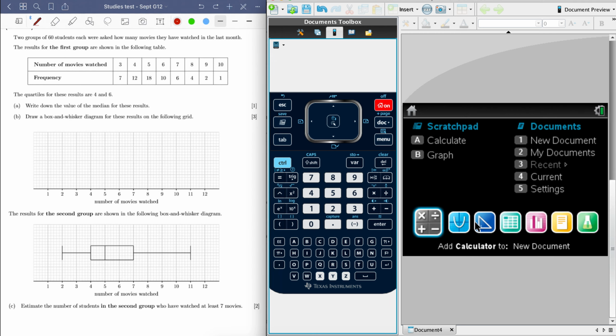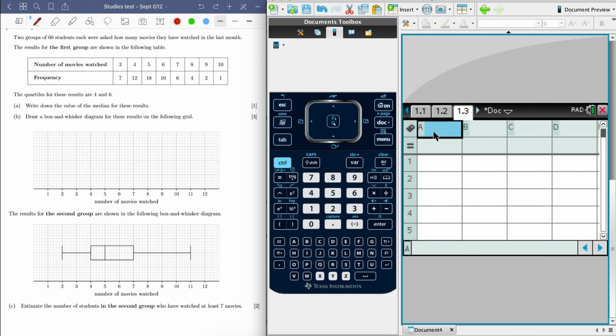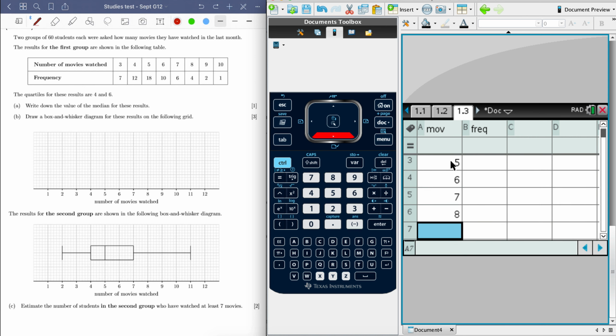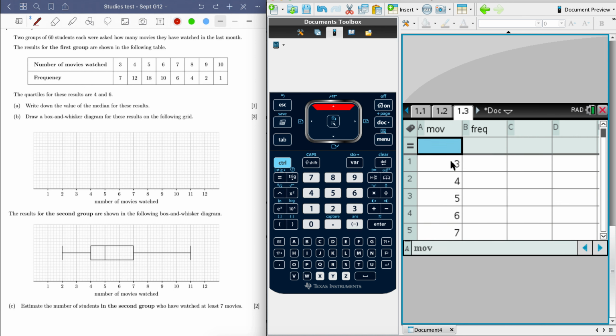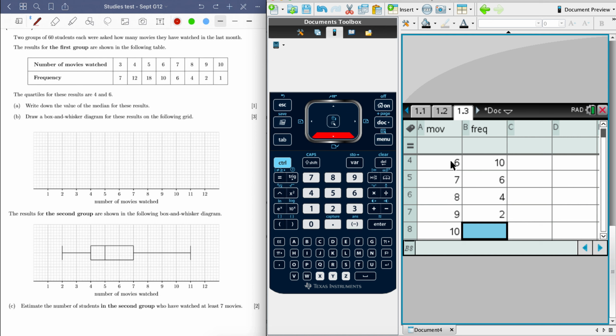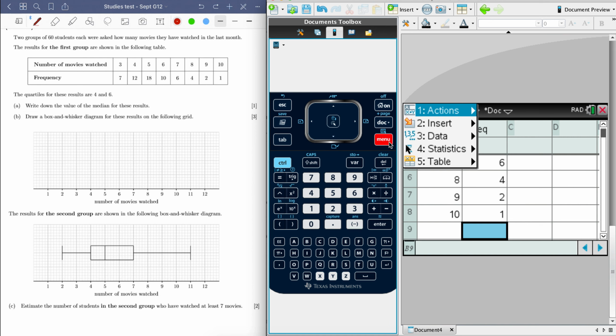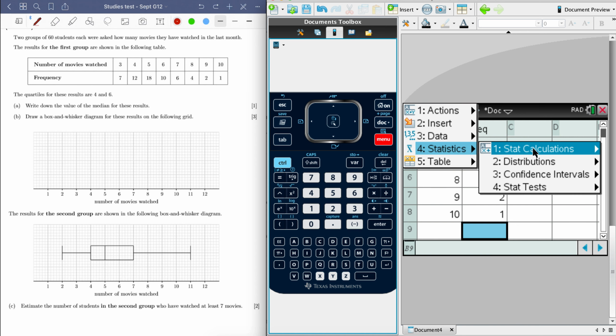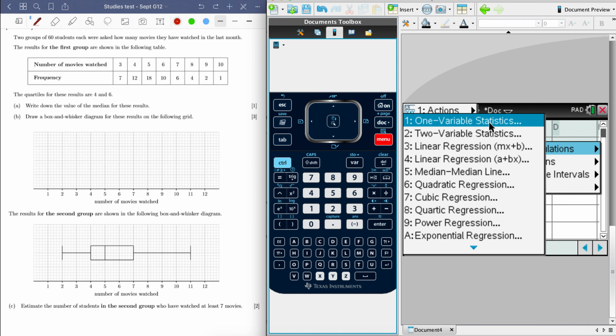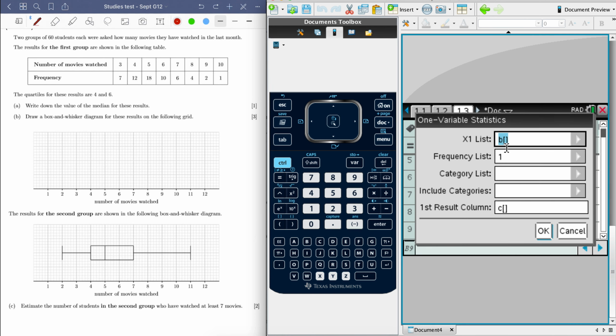So to do that, we can open up a spreadsheet and type our data in. The first one is the number of movies, and the second one is my frequency. So I'm just going to type that information in. And once we've got that typed in, we can do menu, statistics, stats calculations, and we have one variable there. It's just the number of movies watched. And my X, my data, is the number of movies watched, and my frequency is the frequency.